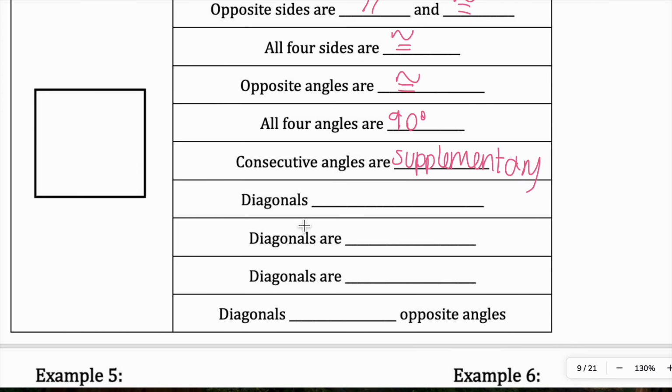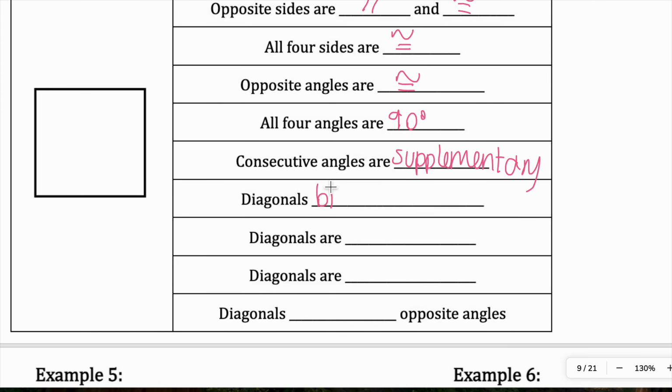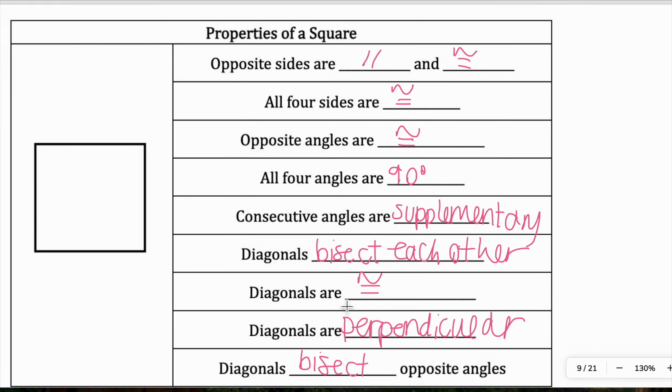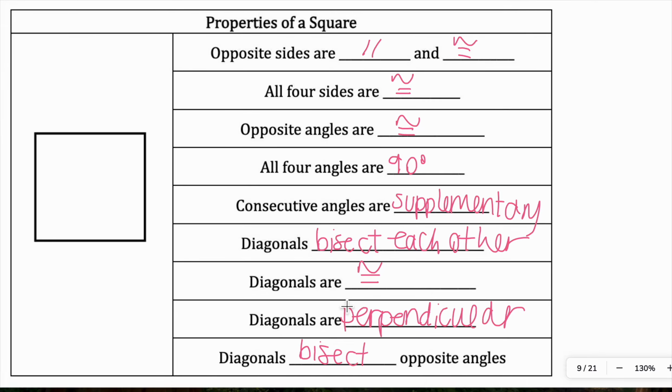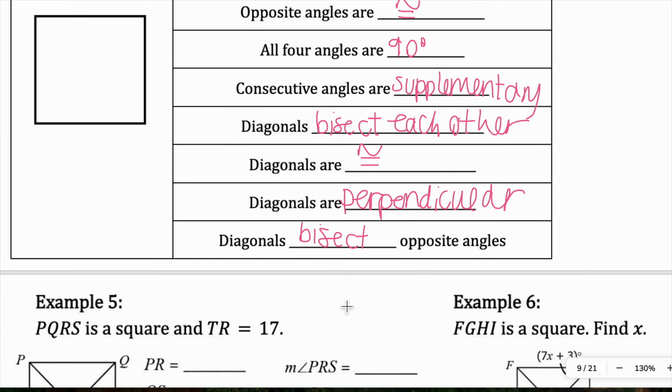And then an added piece here. Diagonals will still bisect each other. Diagonals are also going to be congruent and perpendicular. And to cover the basis of a rhombus, diagonals will also bisect angles, okay? So with a square, you have properties of a rectangle with diagonals being congruent, but also the properties of a rhombus, diagonals being perpendicular, okay?